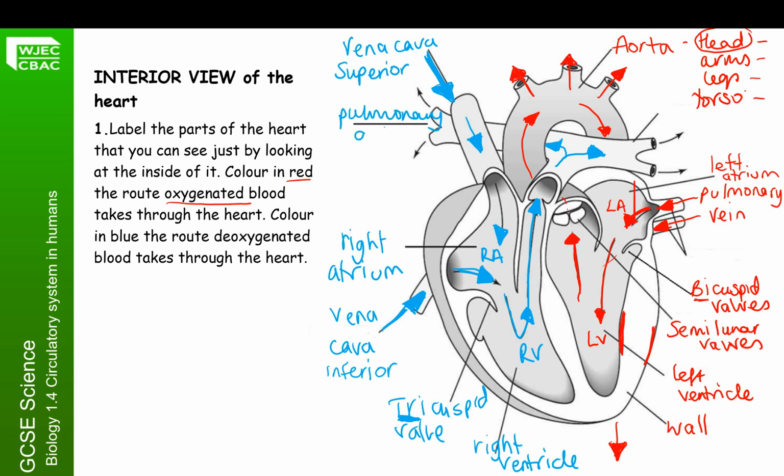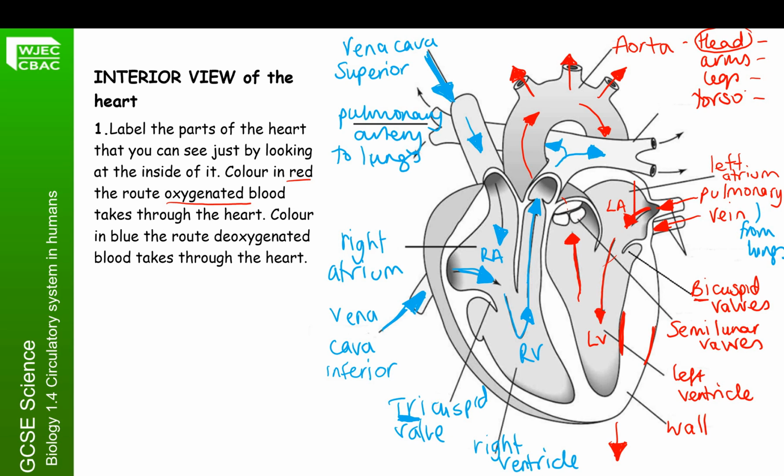Now, there was another blood vessel with the word pulmonary in front of it over here. The pulmonary vein that comes in on the left-hand side has come from the lungs. So this is from the lungs. The pulmonary artery is going to the lungs, okay? So whenever you see the word pulmonary, you know it's to do with the lungs.